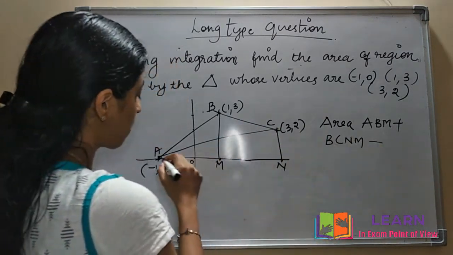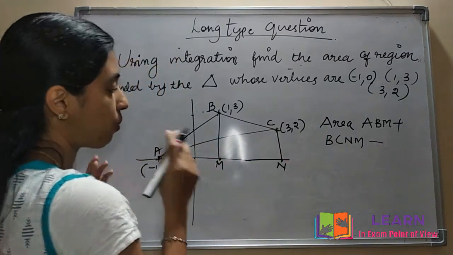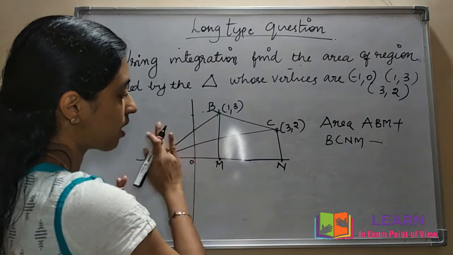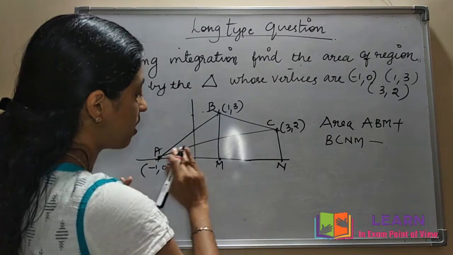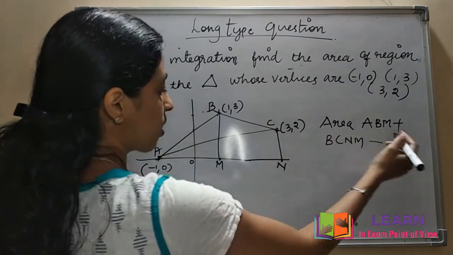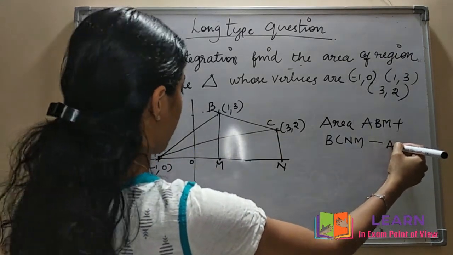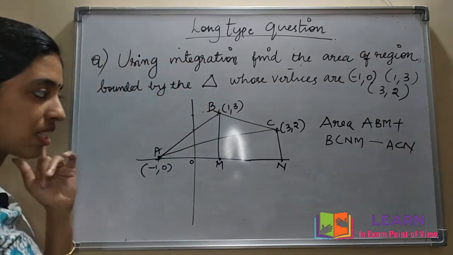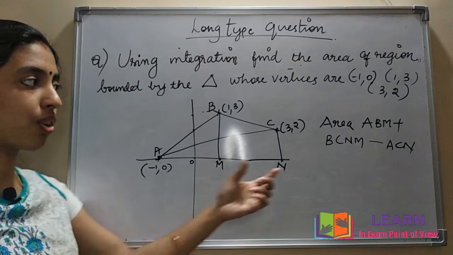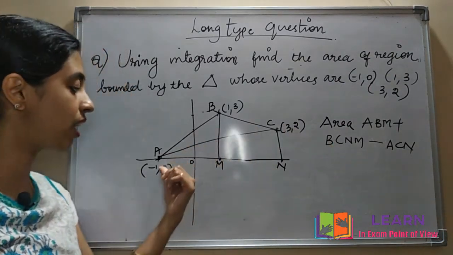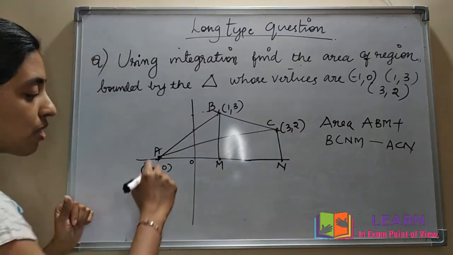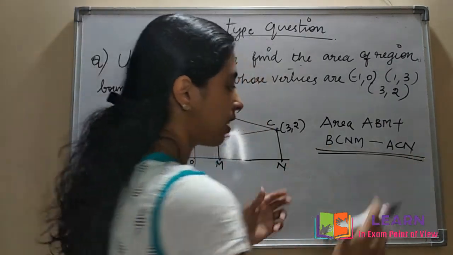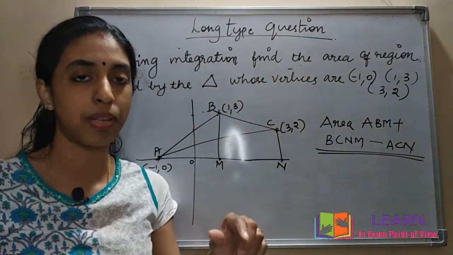Then we have to subtract this area. Then what remains? This area, right? So first we add this section plus this section, subtract the below section. Below section is what? ACN, okay. Area of ACN. So if we do like this, we will get the area of ABC. So first of all, the first step, you write this down, then step by step.